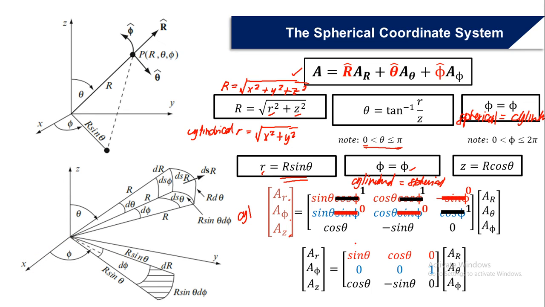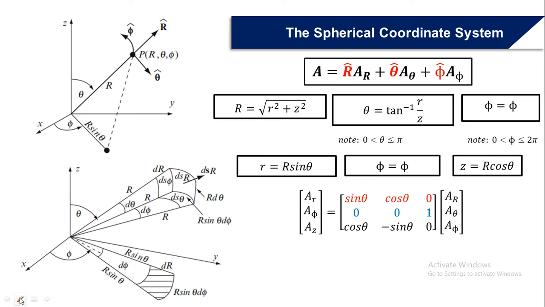So yung ating transformation matrix from spherical coordinate system papunta sa cylindrical coordinate system, ito yung gagamitin natin. Okay? And kung gusto naman natin ang inverse, babaliktaran lang natin yung ating formula accordingly.